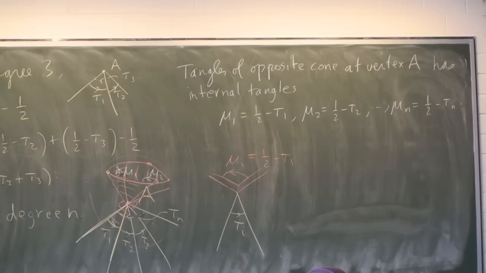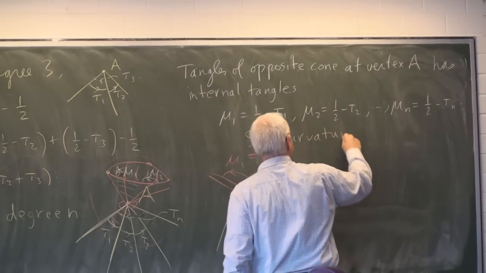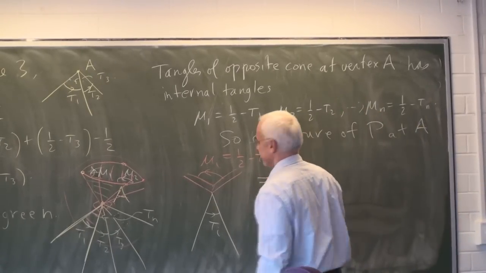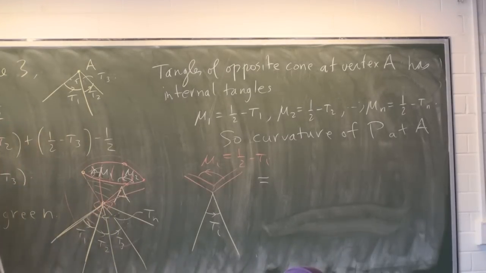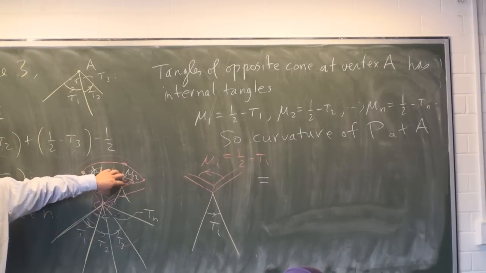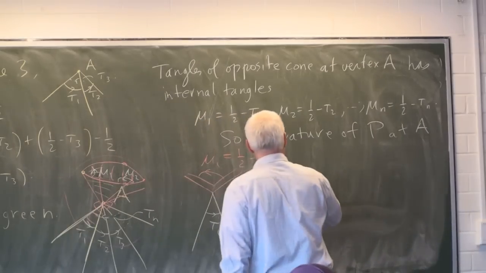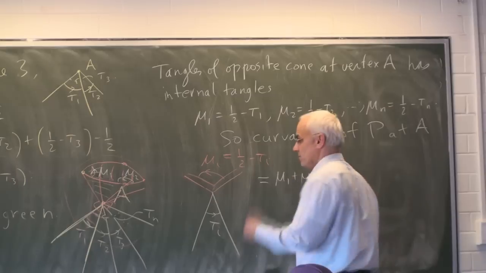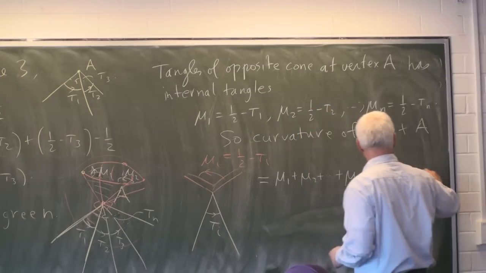All right, so we can now say what is the curvature at A. The curvature of the polytope P at A is, well, by definition, the solid tangle of this spherical n-gon. So it's equal to mu1 plus mu2 plus mu n, using the formula that's right over there, minus n over 2 plus 1. That's what we were calling omega.